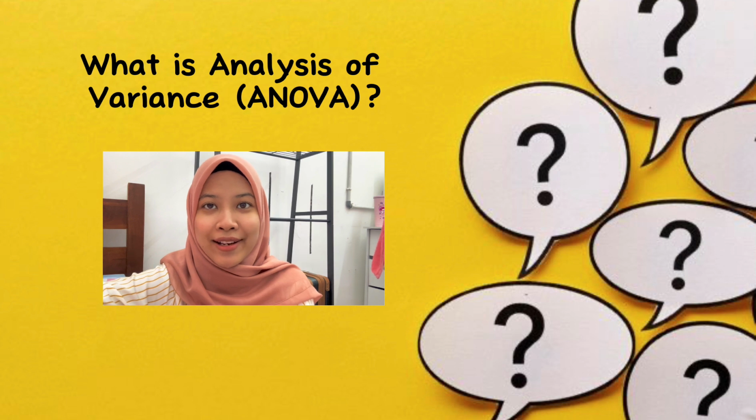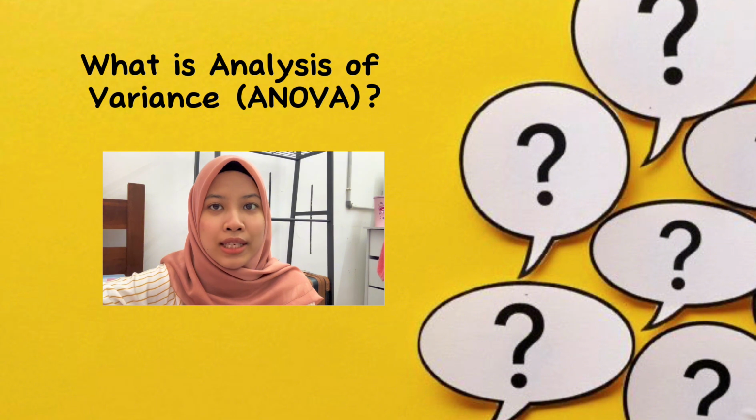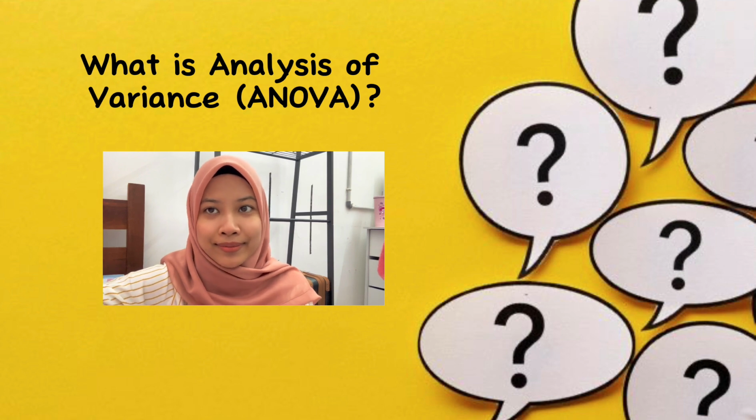Analysis of variance, ANOVA, is a statistical formula used to compare variances across the means or averages of different groups. It is used in a range of scenarios to determine if there is any difference between the means of different groups.